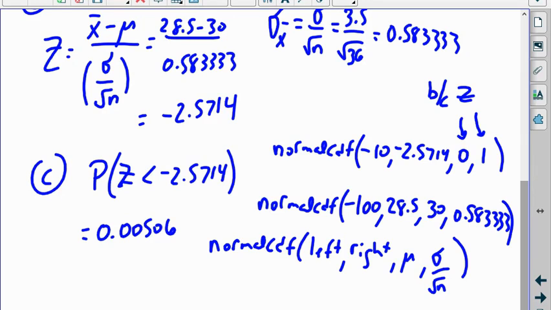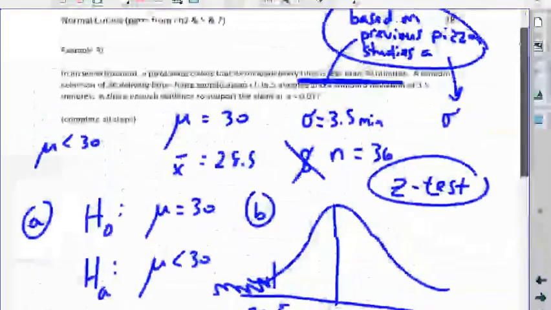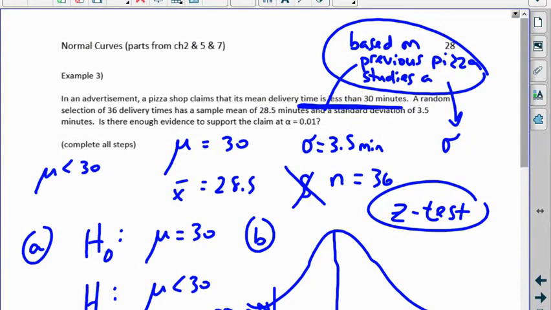So like that, it means that you have evidence that the statement was false. You have evidence that the original statement of being equal to 30 is false, and that you have evidence that this is the truth, that the mean is less than 30. Okay, so you have evidence that the alternative is true. And if you don't reject it, then you do not have evidence that the alternative is true. Okay. See ya.